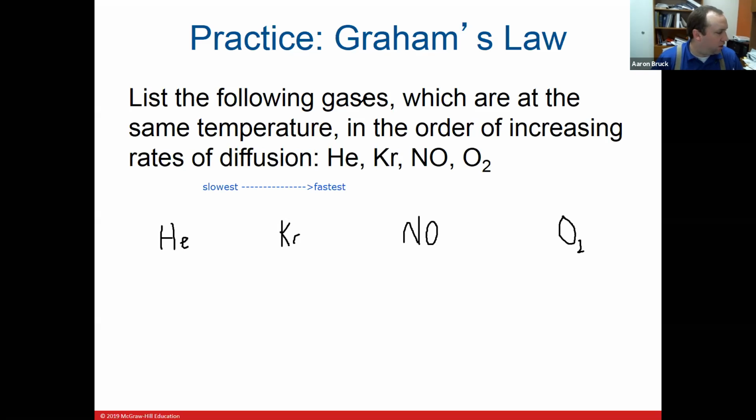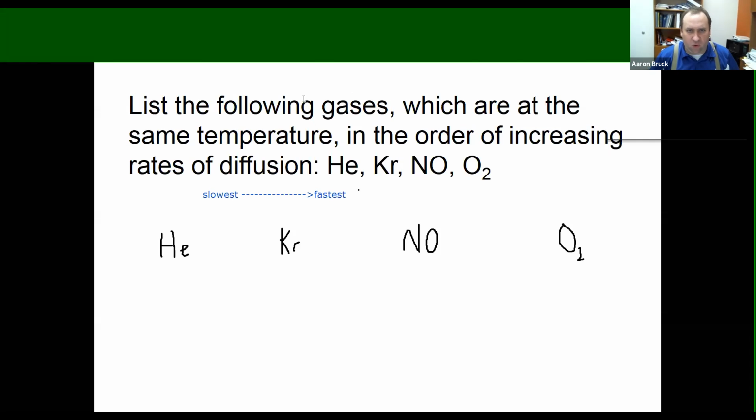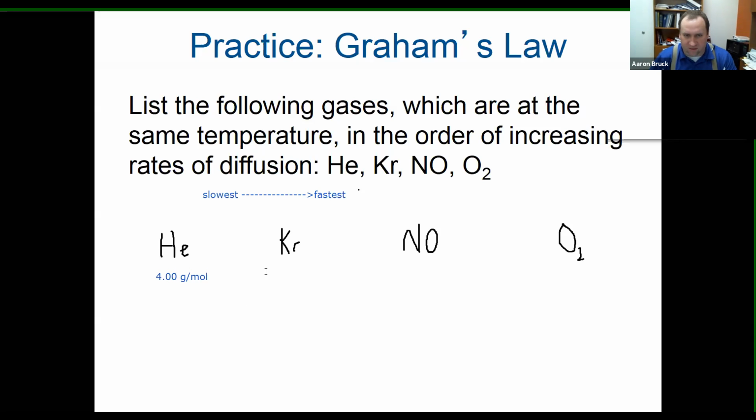So for their molar masses, I'm going to need a periodic table. My periodic table here in my textbook says that the molar mass of helium is 4.00 grams per mole, that the molar mass of krypton is 83.80 grams per mole.